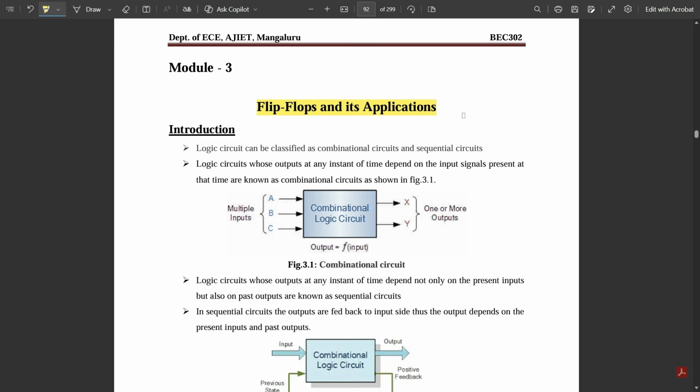Then along with the excitation tables and some of the important registers, shift registers, counters, along with that design of synchronous counters. These are the things which we are going to be discussing in this module. One by one we are going to be doing the videos on each of the concepts.